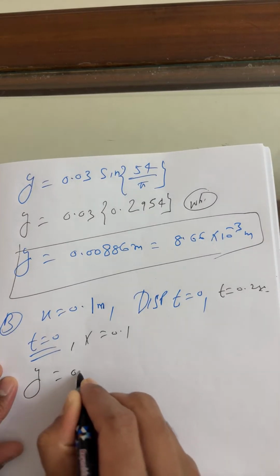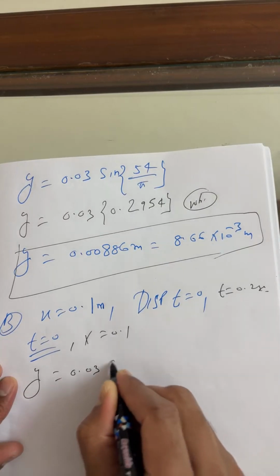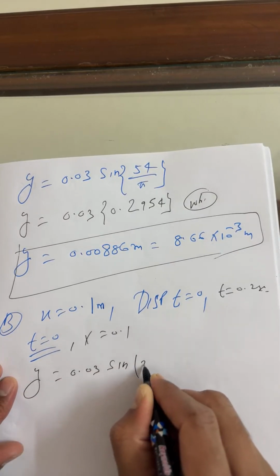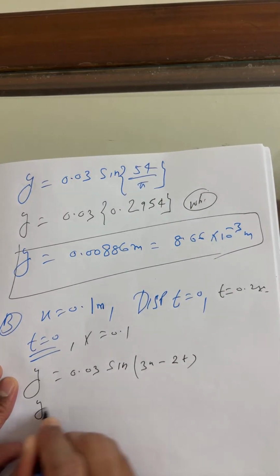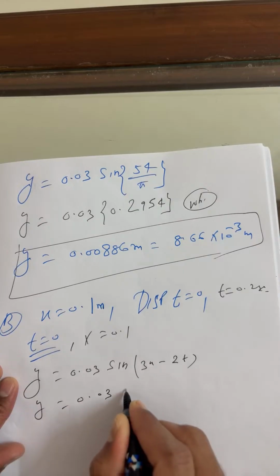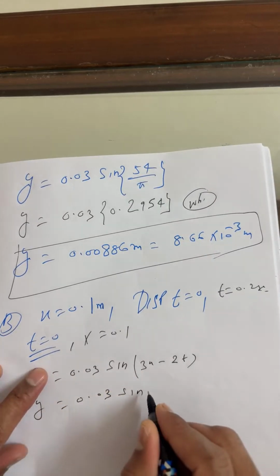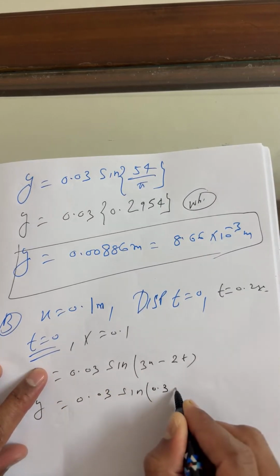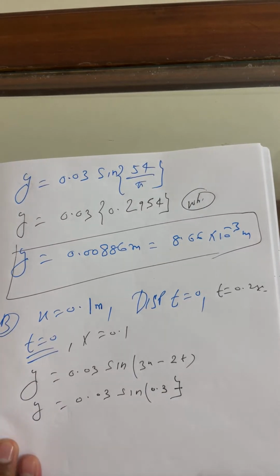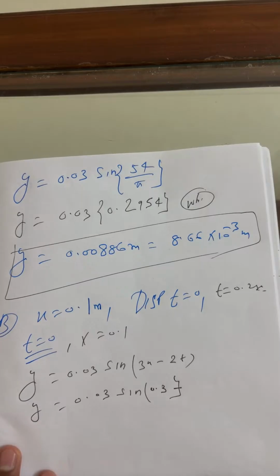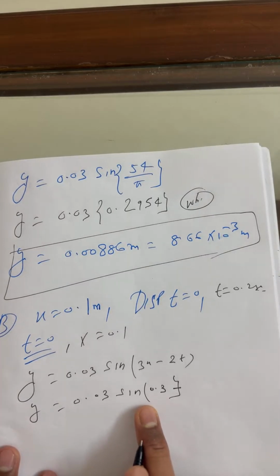Y is 0.03 sin of (3x minus 2t). So y is 0.03 sin, with X mentioned here, this is 0.3 minus 0, which remains 0.3. So here we'll get the equation of y from here only. Sin 0.3, sin 0.3, how much?